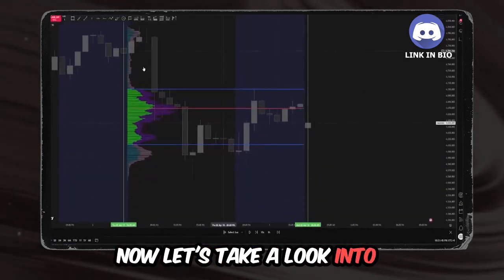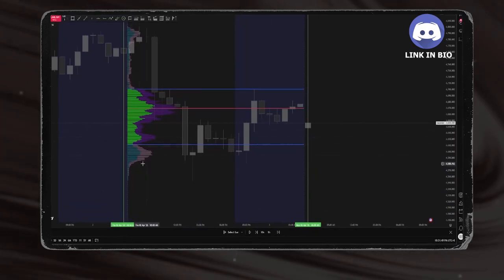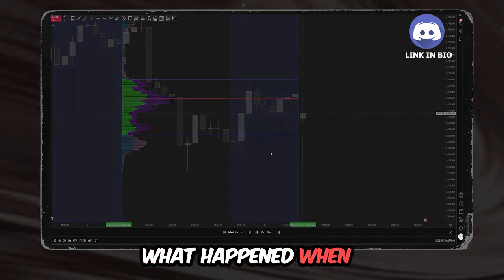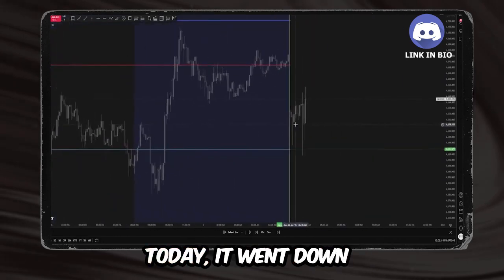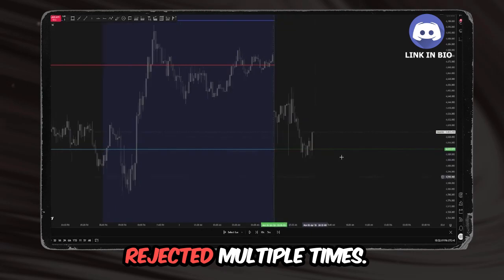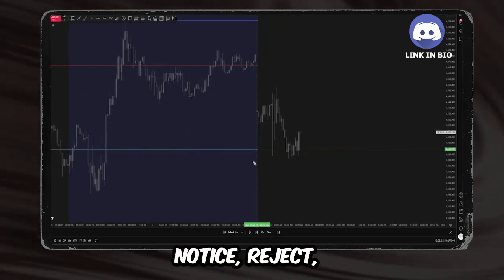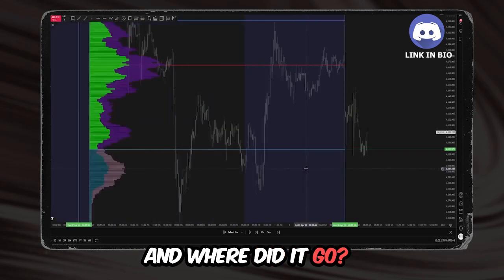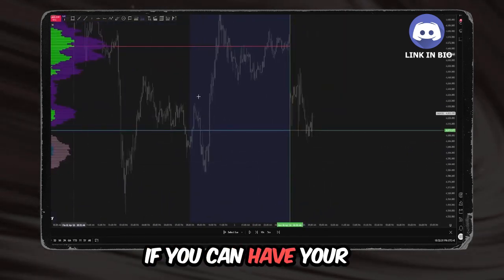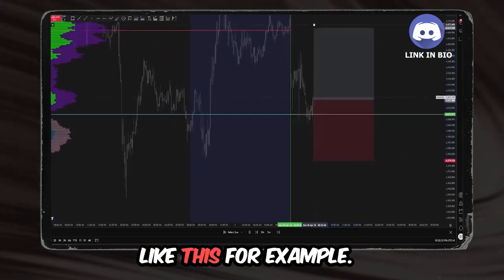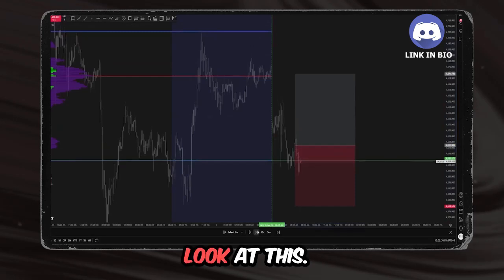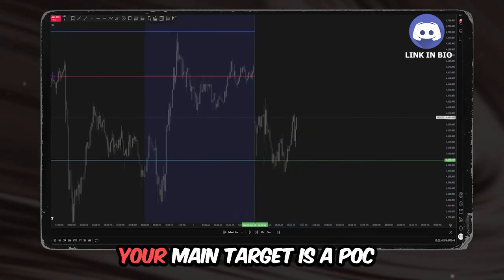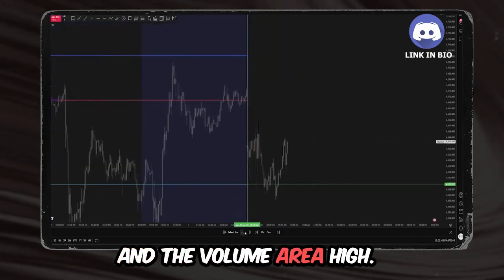Now, let's take a look into what happened next here. D shape pattern. If it's a D shape pattern, where do we want to buy? What happened when the market opened? When the market opened today, it went down to value area low, rejected multiple times. Reject, reject, reject, reject. And where did it go? If you can have your first brain dead target like this, for example, look at this, just rejecting, rejecting. Full breakout. Rejected again. Your main target is the POC and the value area high.